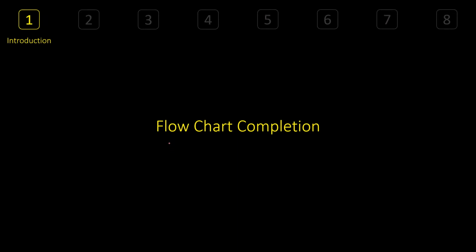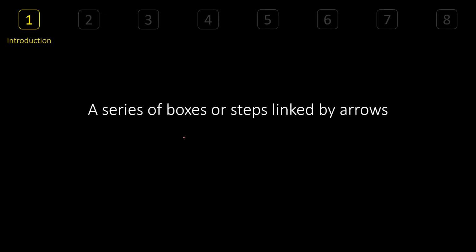What is this flowchart? A flowchart is a series of boxes or steps linked by arrows. Now, how does it look? When you draw it or visualize it, these are the boxes, right? These are linked by arrows. This is how a flowchart looks, steps in the form of graphics. But why do we do that? The reason is to show a sequence of events.